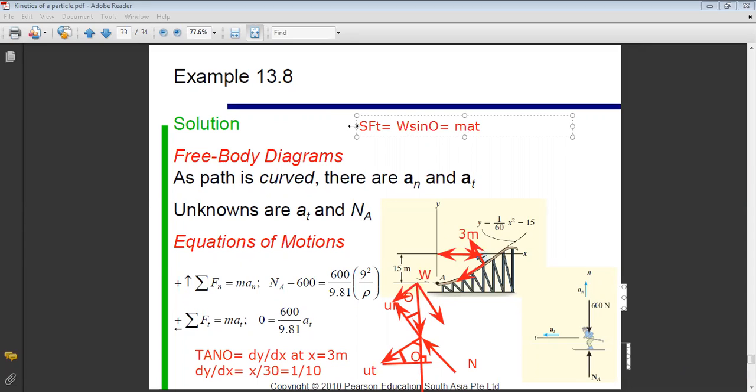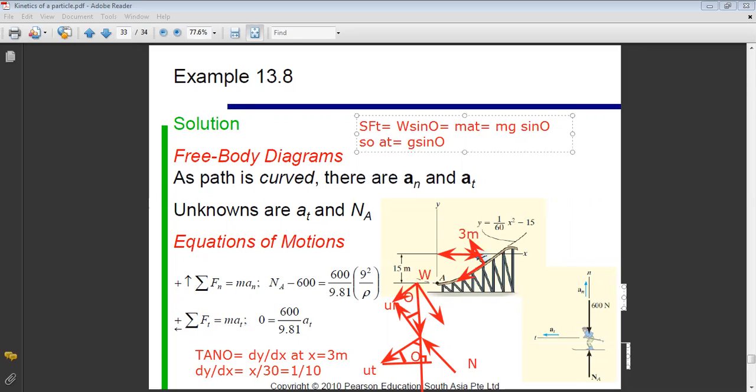Okay, so if you replace W by mg, you have mg sine theta equals m a_t. The m will be simplified, so you get that a_t is equal to g sine theta. As you can see, the only particular case where a_t is 0 will be when the slope is horizontal, because theta will become 0 and sine theta will be 0. For any other angle, when going through the incline, a_t will not be 0.